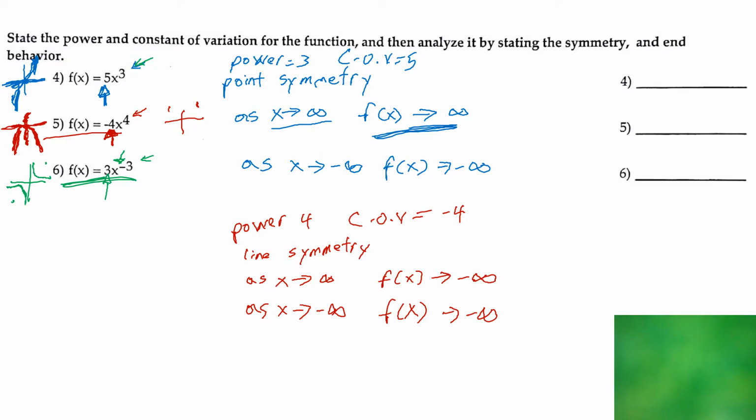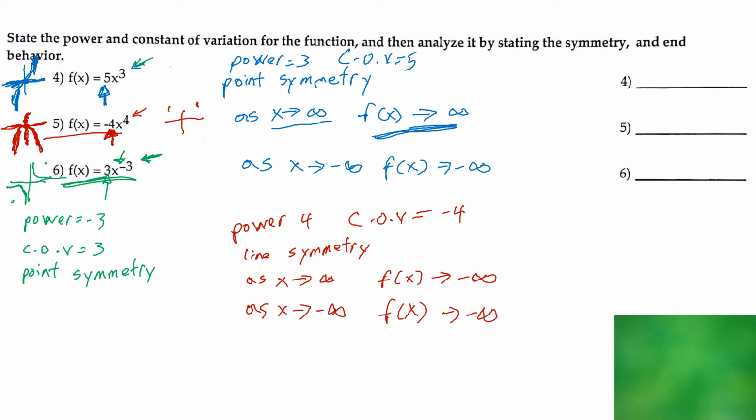So what can we say about this information? Well, on question 6, we know that the power is -3. We know that the constant of variation is 3. That's the number in front. Because we have an odd power, we know that it's going to be point symmetry. So any odd power on our power function is going to give us point symmetry. And we know also that our end behavior is a little bit different.